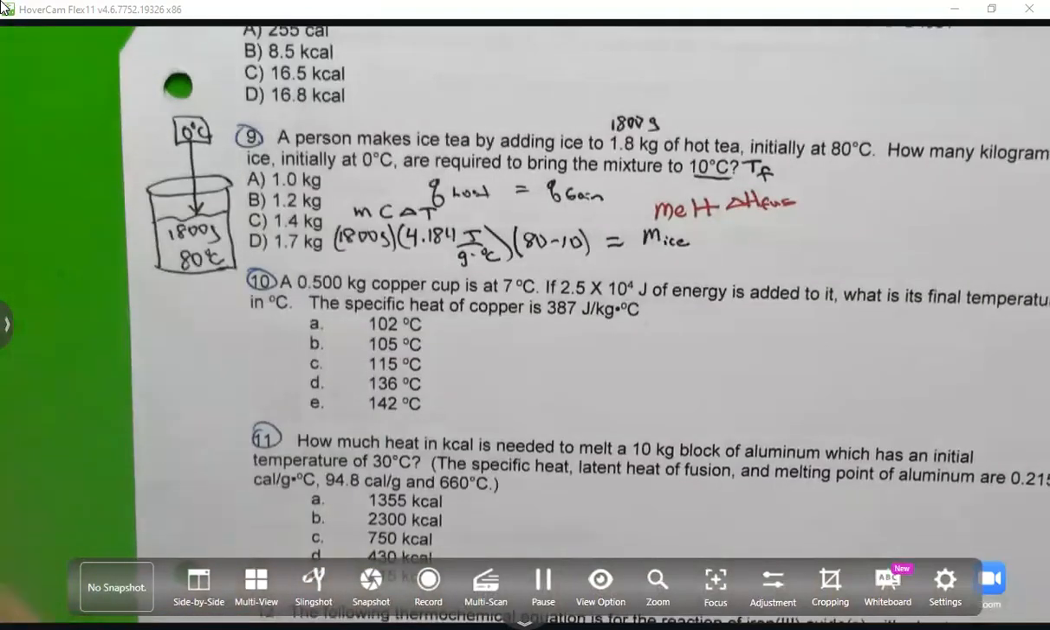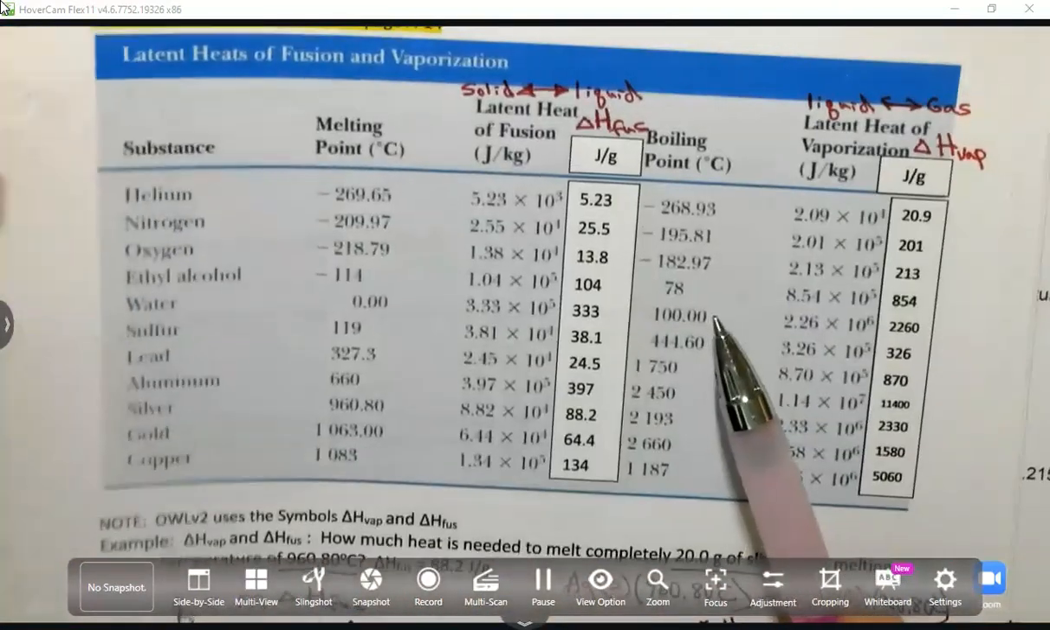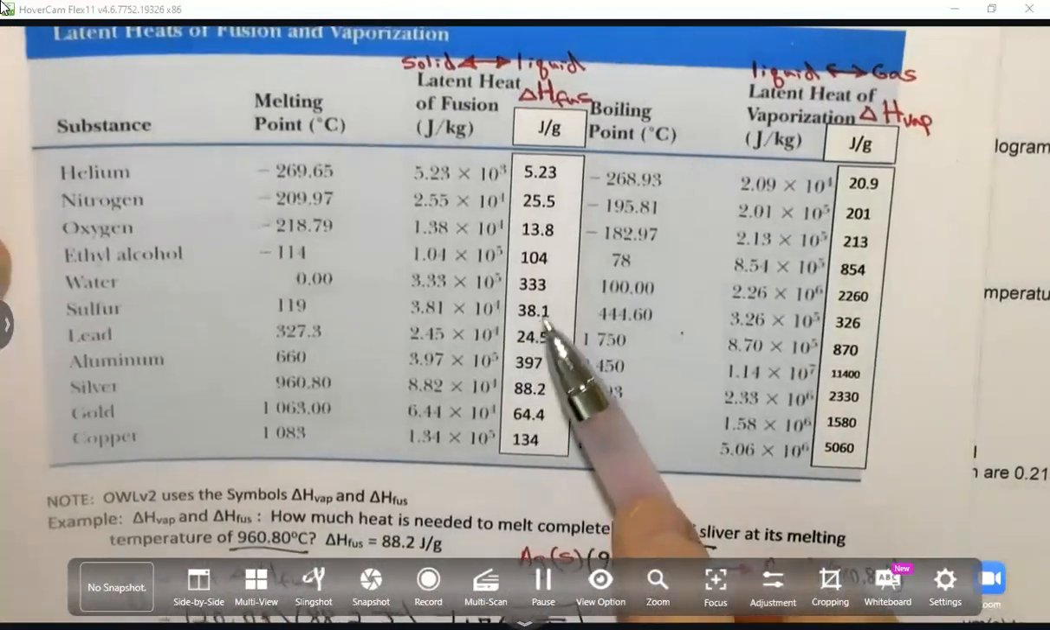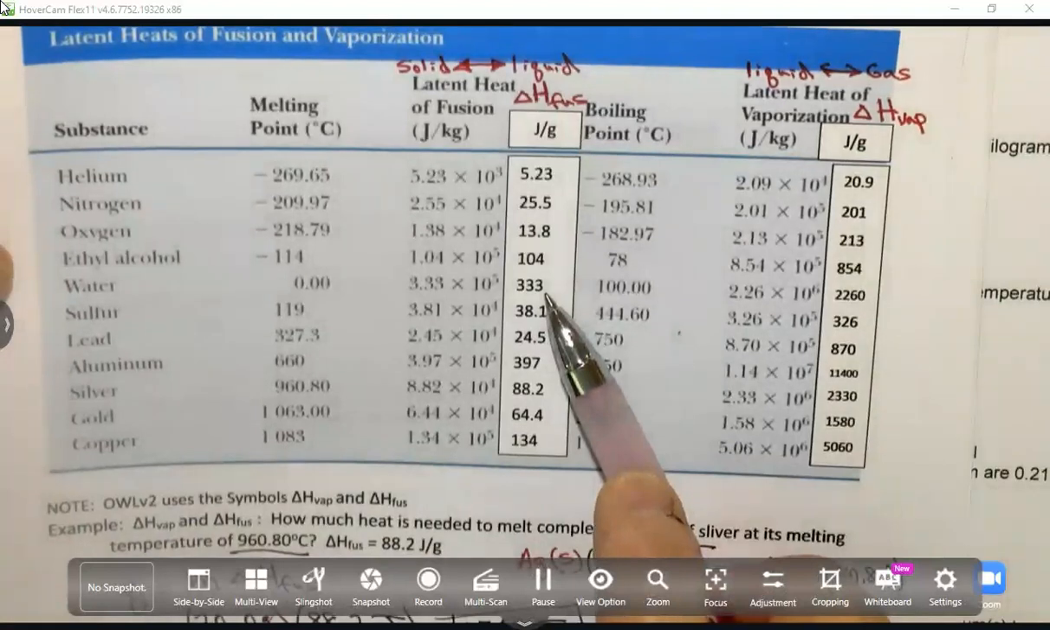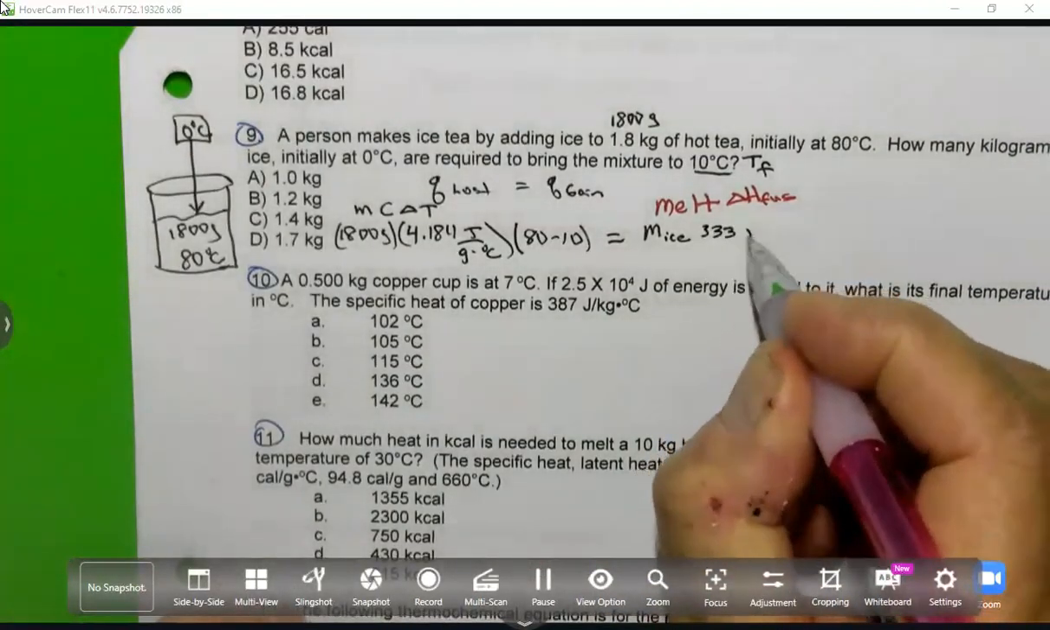And we'll do all this in grams. Enthalpy of fusion for, where's my, oh, water, here we go. 333 joules per gram. Okay. So this is going to be 333 joules per gram.